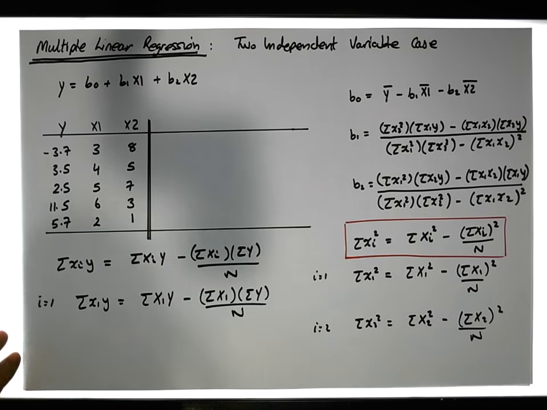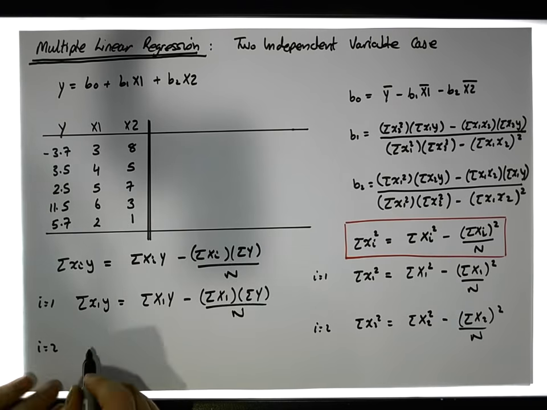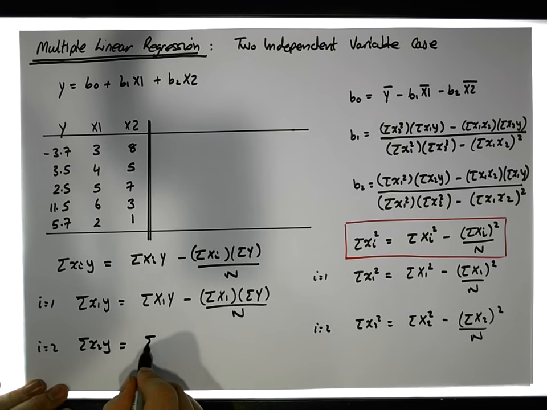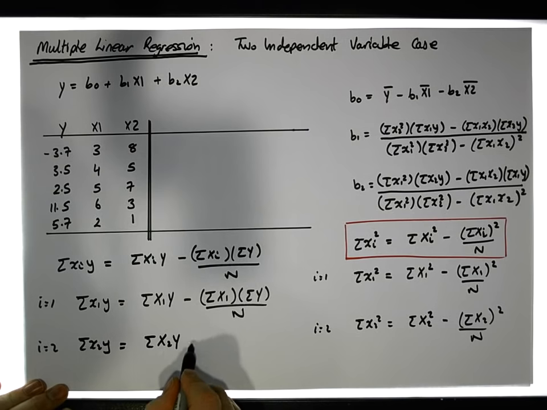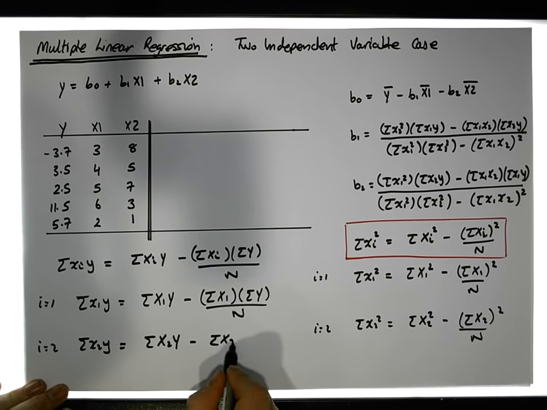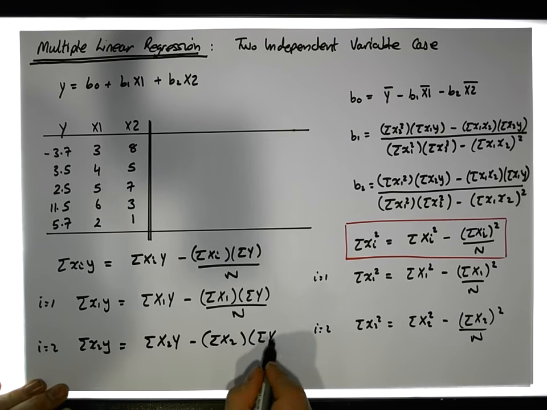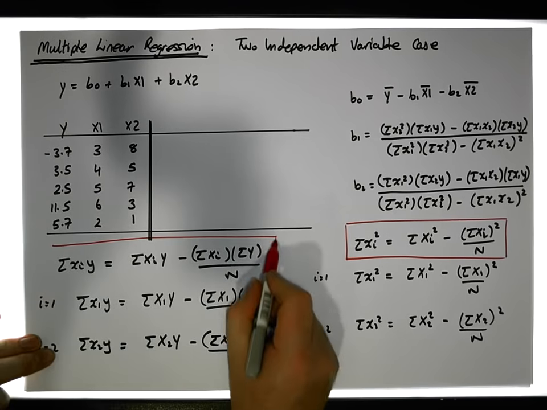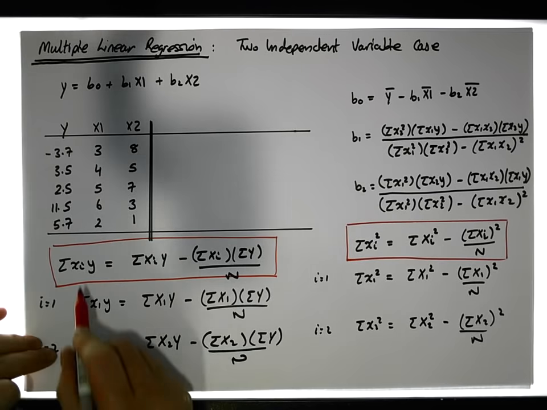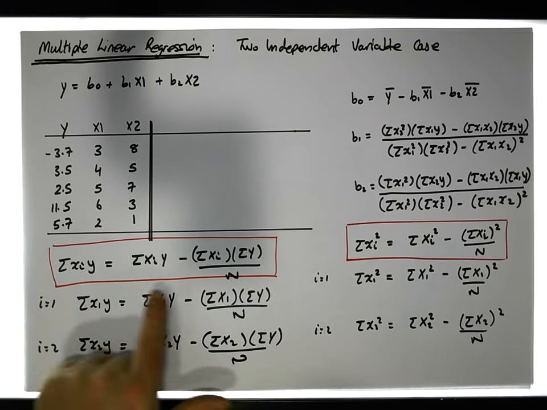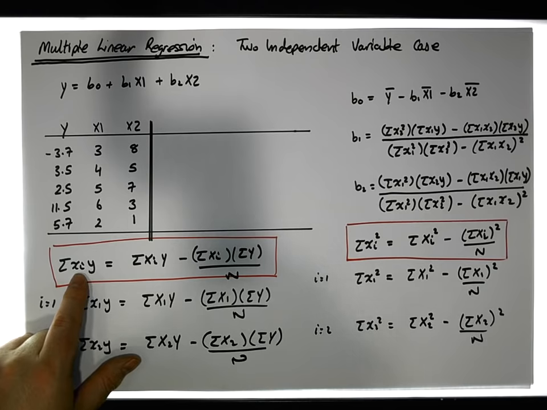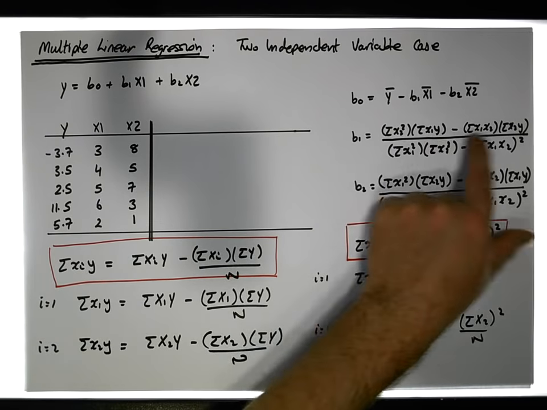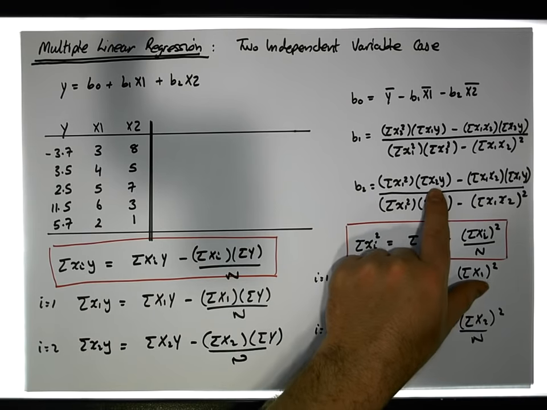When i is equal to 2, the sum of the x2 y values is equal to the sum of the x2 y's minus the sum of the x2's times the sum of the y's over n. Once again, depending on how many independent variables we have, this formula will be evaluated for each one. So now we have x1y and x2y.